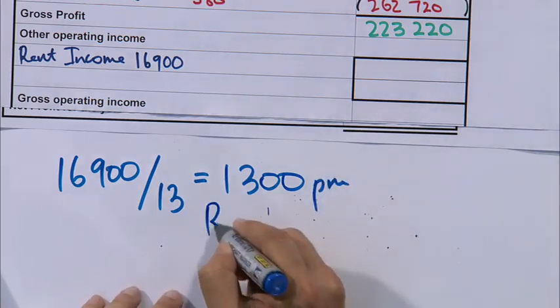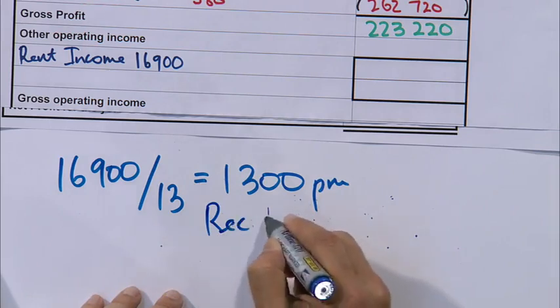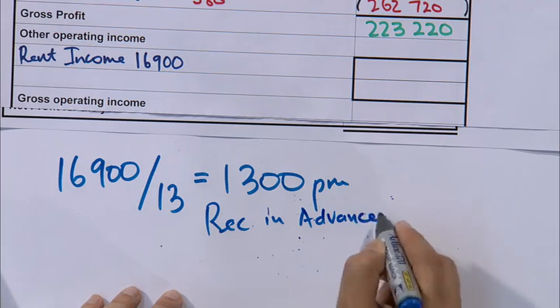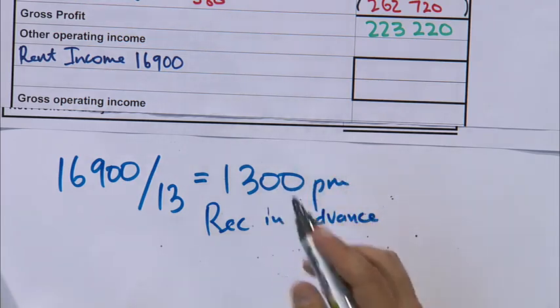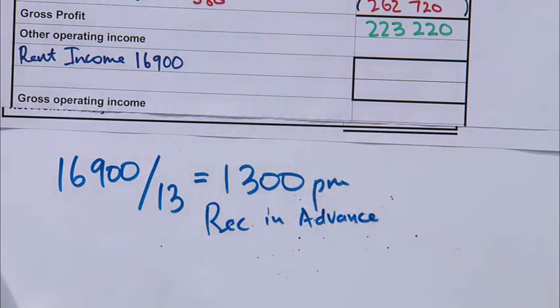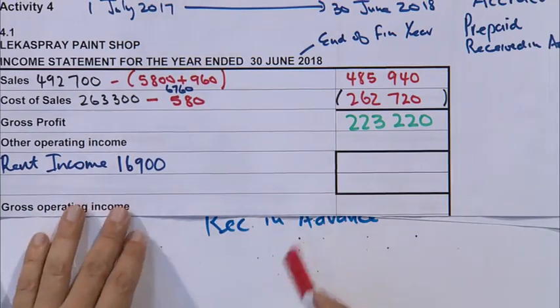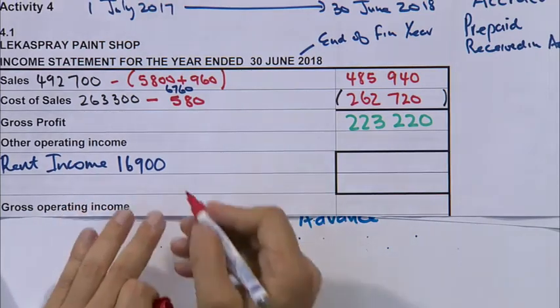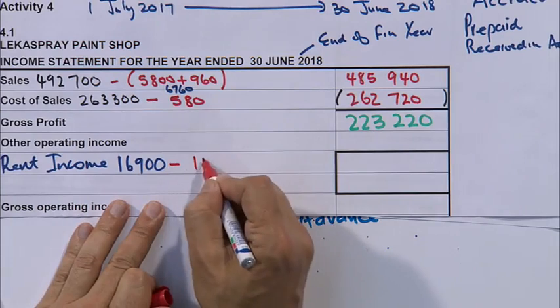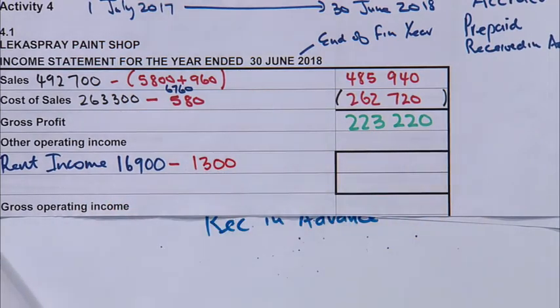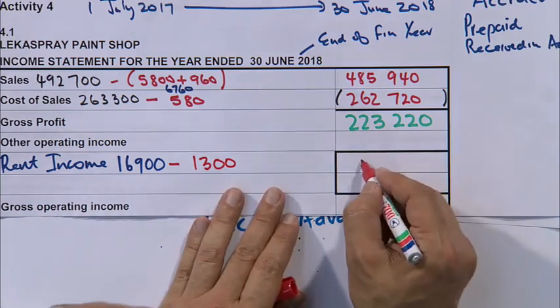That was received in advance. We received the money, but we haven't earned it yet. That means we have to take away 1,300 from the total because it was received in advance. So you have to minus 1,300, and then you get your final answer, which is 15,600. So your final answer will be 15,600.